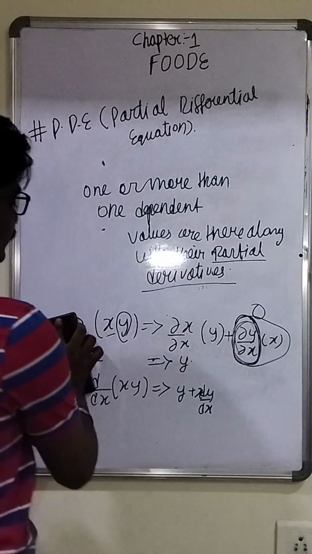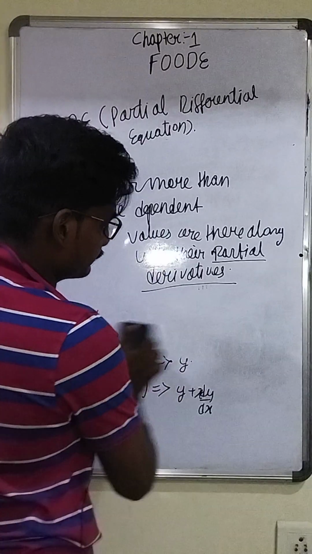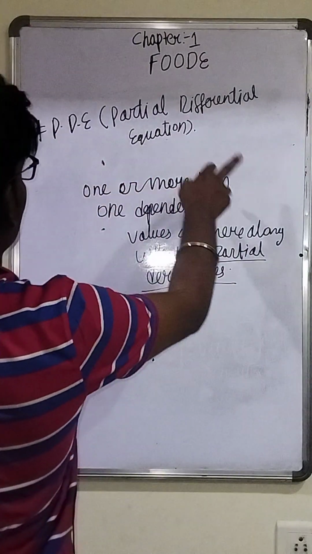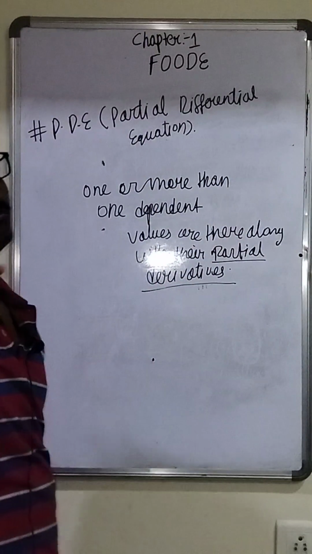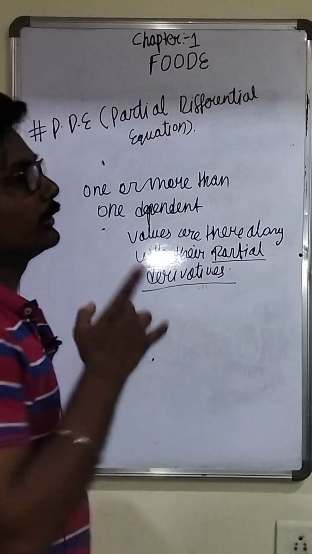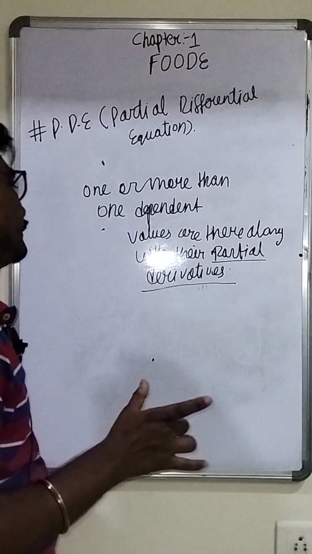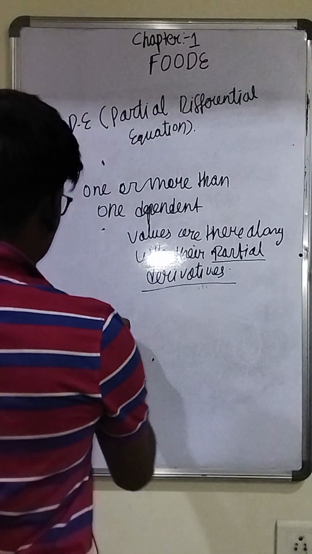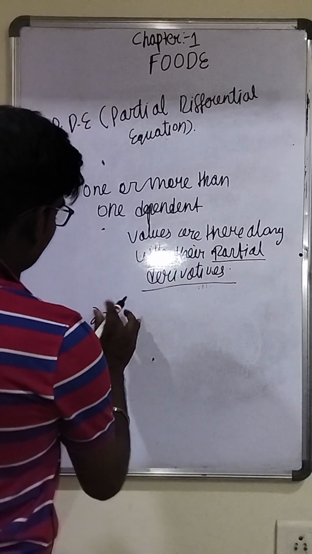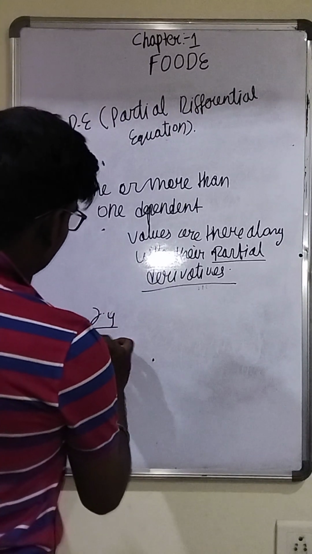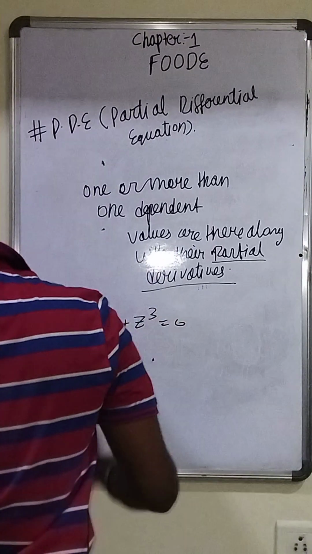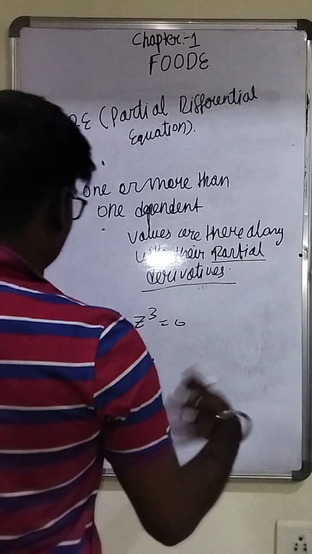Okay, so moving on to the chapter again. A partial differential equation means that one or more dependent values are there along with the partial derivatives. For example, del y by del x plus z cube equal to 0. I am taking random terms.